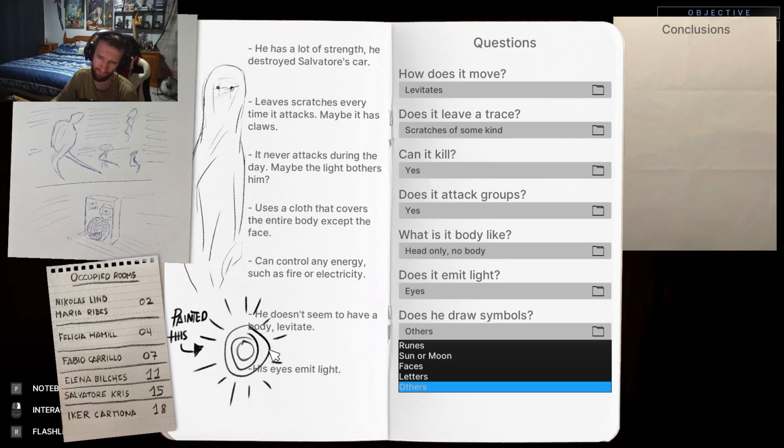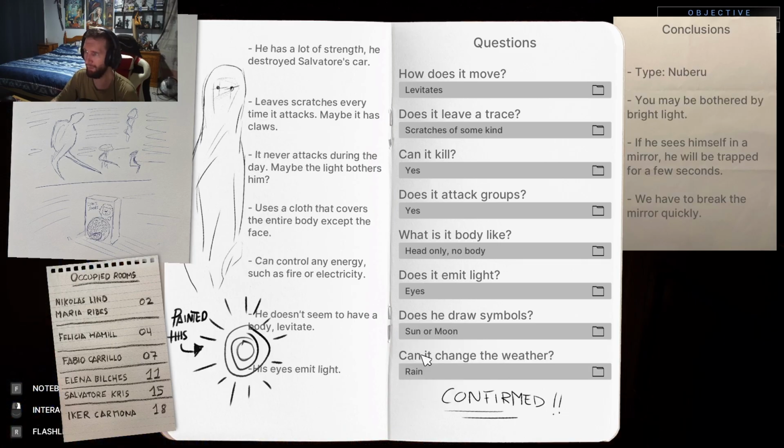Sun. Well, that could be a moon or sun. Oh, there we go. Confirmed. Got it. Type a Nubaru. You may be bothered by bright light. If it sees himself in a mirror, it will be trapped for a few seconds. We'll have to break the mirror quickly.